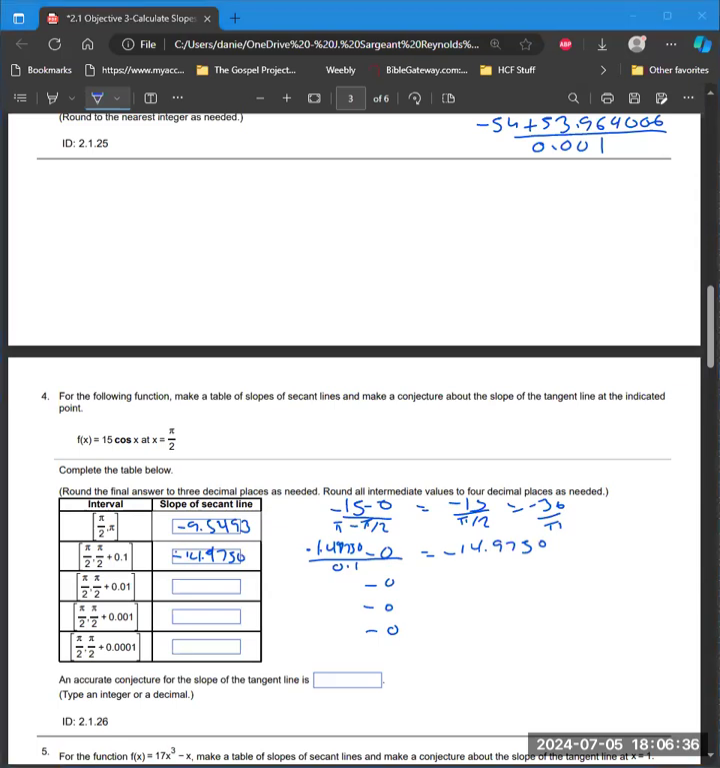This pi over 2 plus 0.01 is negative 0.14999775 over 0.01, which is going to be a negative 14.99975.